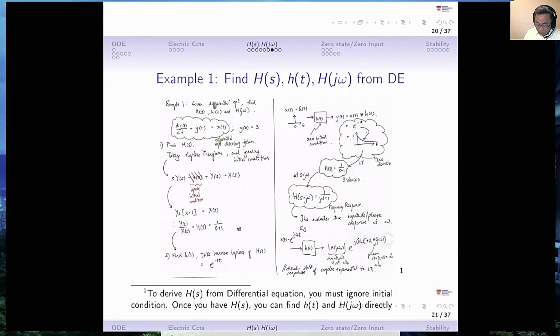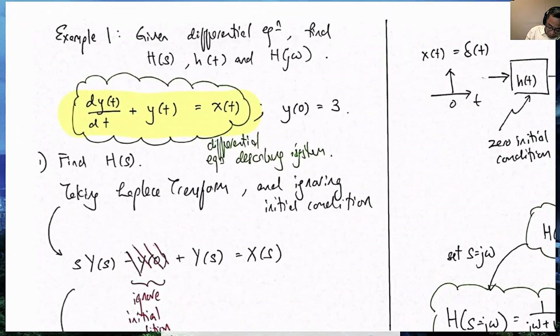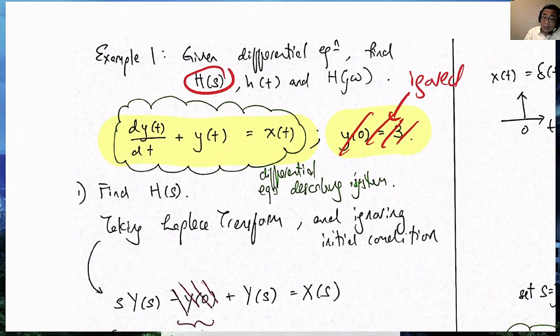Maybe some examples now. We'll have a concrete example here. We have a very simple first order constant coefficient linear differential equation: dy/dt plus y(t) equals x(t), and we are given some initial condition. Again, when we are asked to find H(s), this is ignored. We should ignore it unless we are asked to find y(t), then we cannot ignore it. If we are asked to find H(s), we must ignore it.